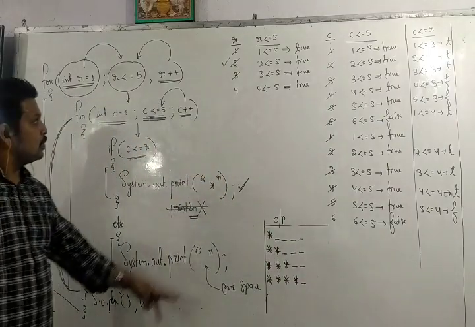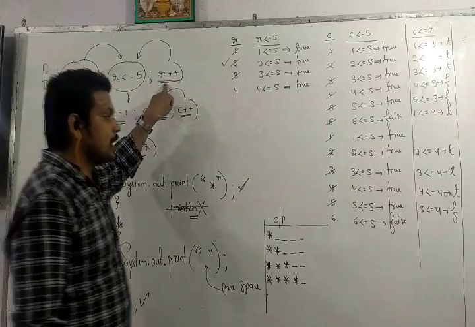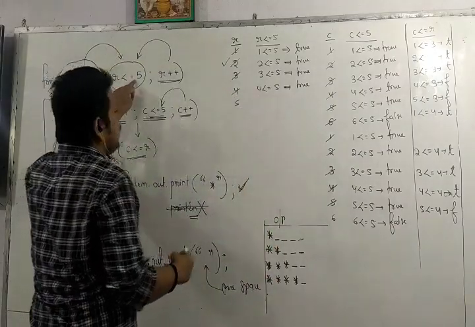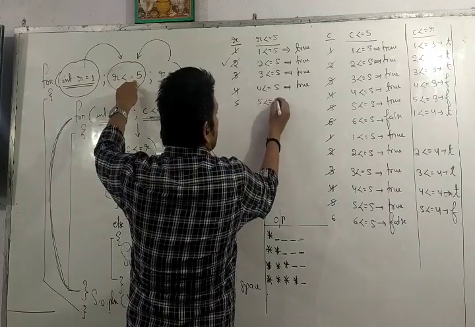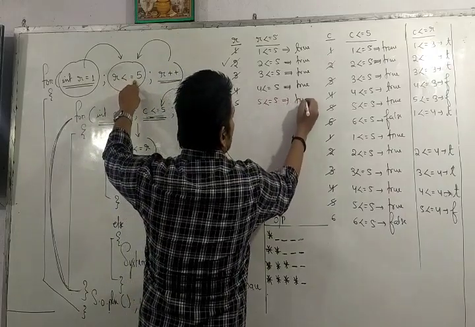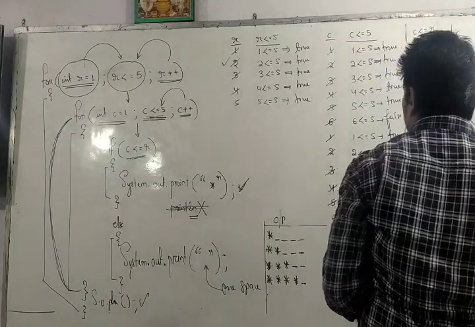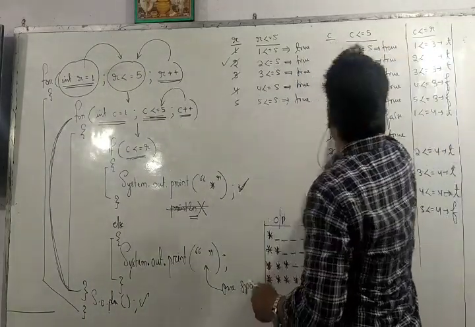Then the control will go to the updation expression of outer for loop, that is R++. R++ is 5. 5 is less than equal to 5. The answer is true. Okay, the answer is true. Let me rub this. Okay.